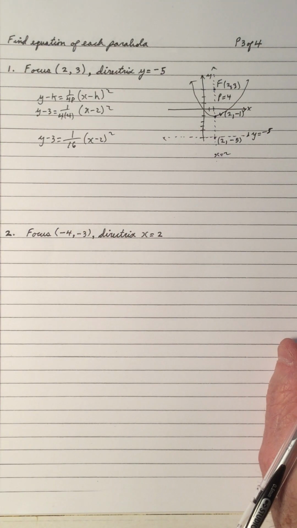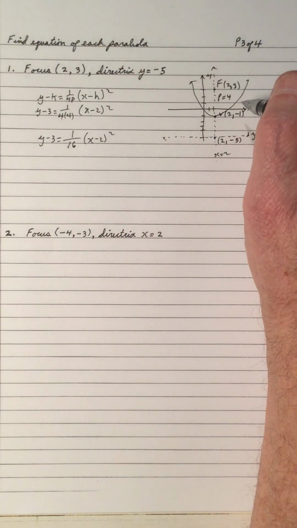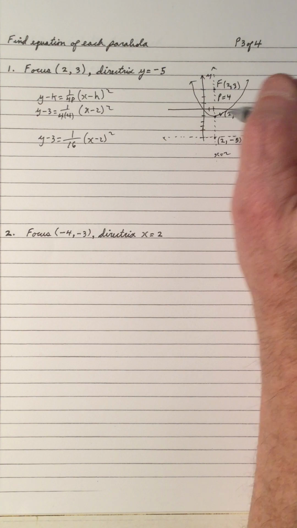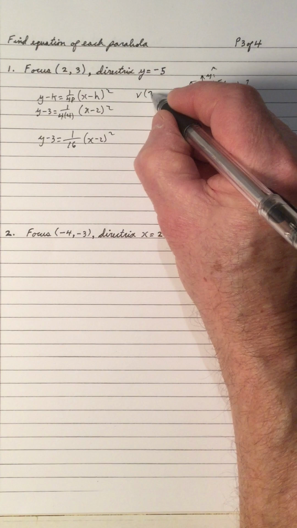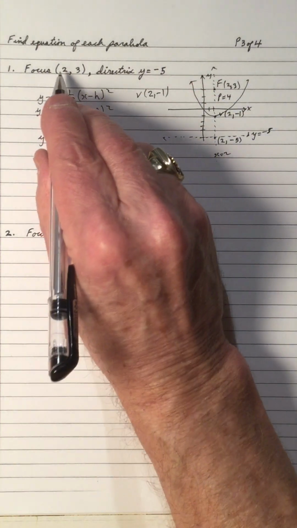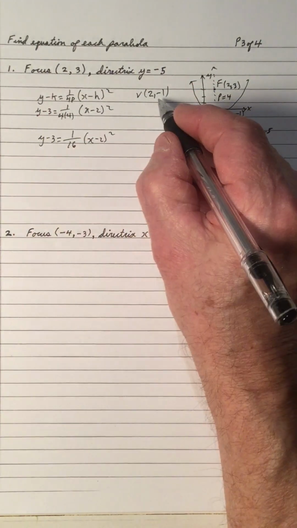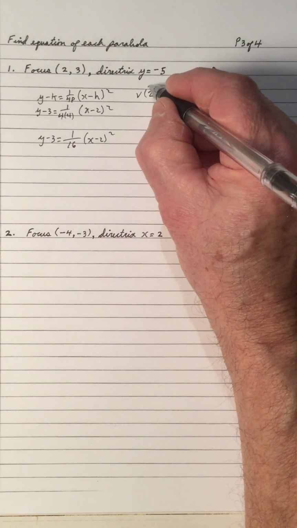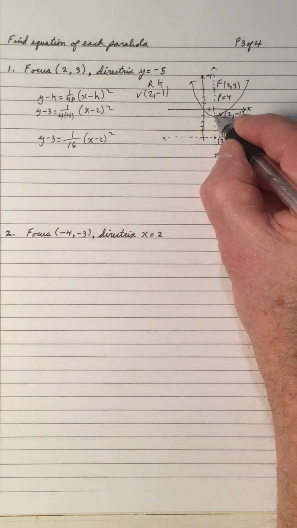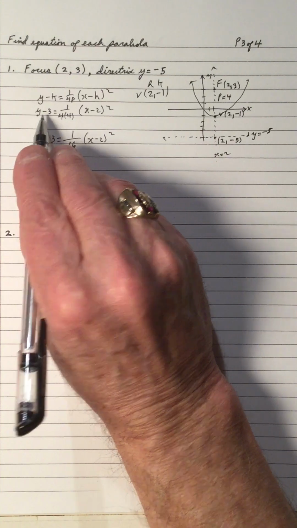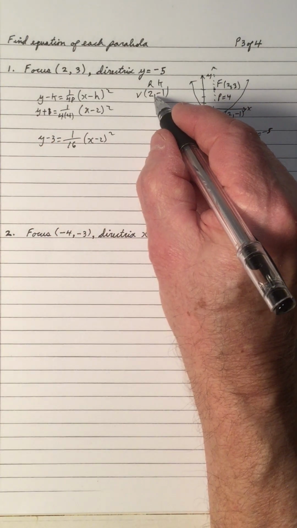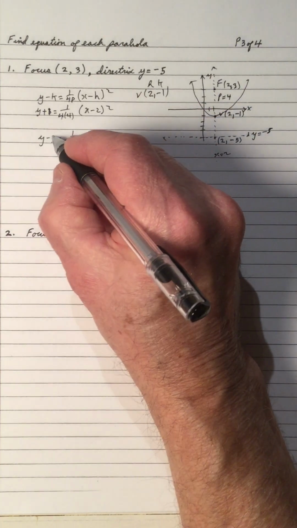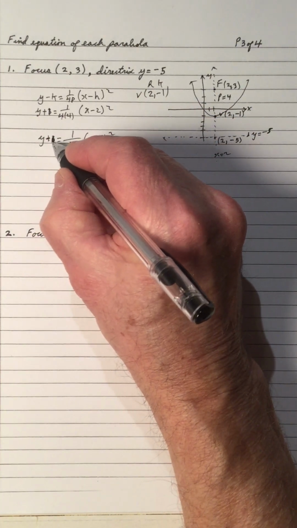I put the focus in here. I was supposed to put the vertex. The vertex was 2, -1. Now I put the focus in here. So, sorry for that, this is h and k right here. So it should be y plus 1 and x minus 2. So this is a plus 1.